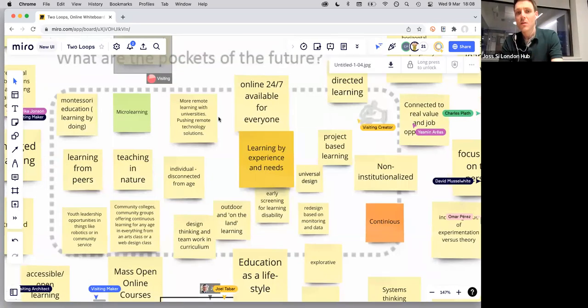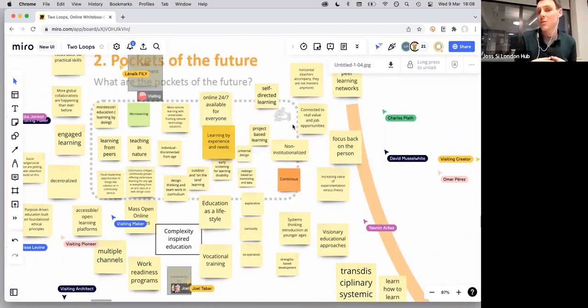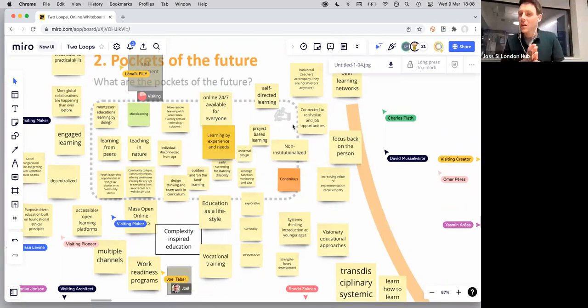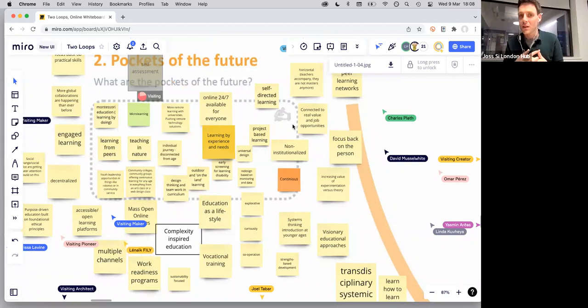Okay, so online, 24/7, available for everyone. Project-based learning, that would be different, right? Because we don't learn by doing at the moment. A lot of our learning is quite theoretical and abstract. We learn in books and texts and maths and so forth. Projects, doing isn't really what it's about. It's quite theoretical.